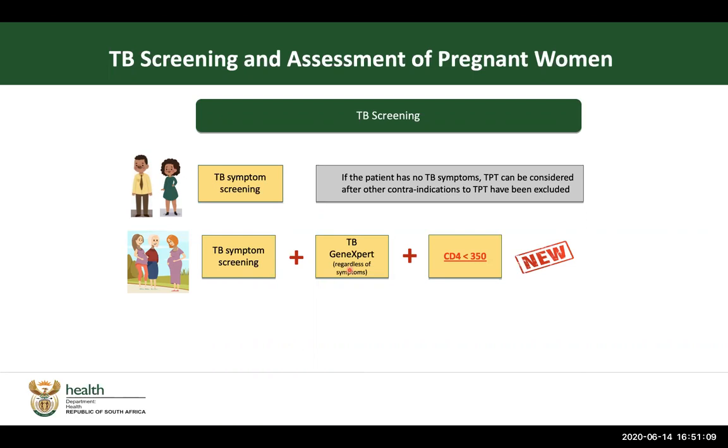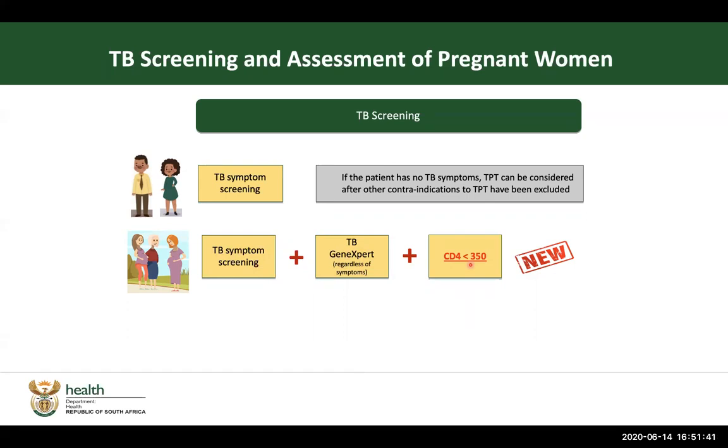So if, for example, the TB screening is negative, you do the TB Xpert test, which also comes back negative, it means she's probably eligible for TB preventative therapy, specifically INH prophylaxis therapy. We also need to assess the CD4 count of our patient. If the CD4 count is less than 350, we should prioritize them for isoniazid prophylaxis therapy.